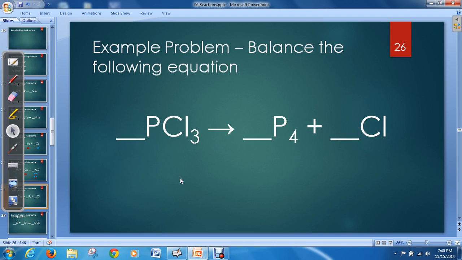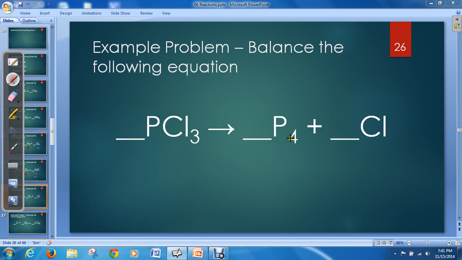Let's look at this one. We have PCl3 on this side, and it makes P4 and Cl. When you're doing the direct multiply method, you look at the biggest molecule you're making, or in this case, the combined molecule, and you find out what you need to multiply each side by to make that molecule. Let me draw it out and write it out. I think it'll start to make sense.